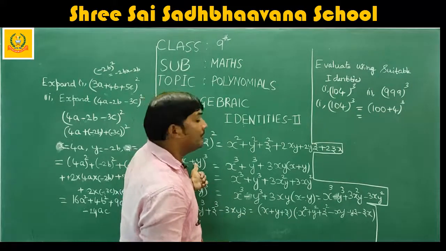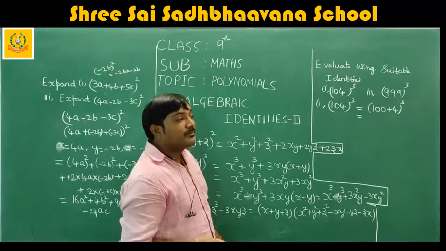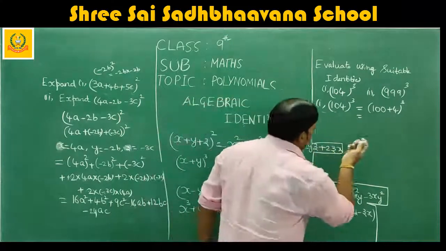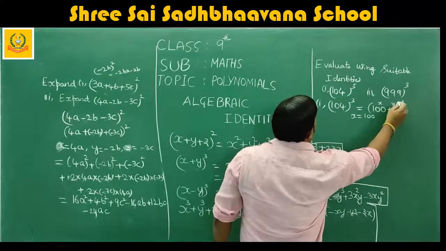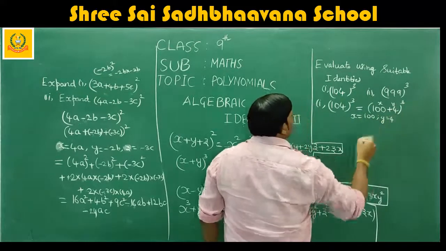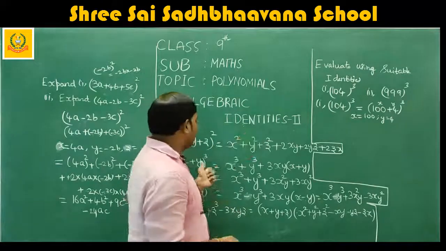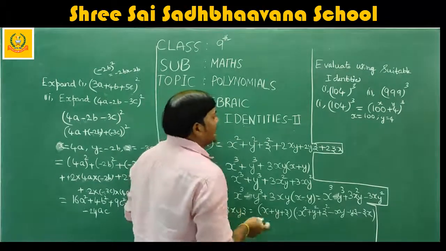If you want to compare, it resembles (x plus y) whole cube, you can use it. So what is the x value? To use that, you should compare. The x value is 100 and the y value is 4. Can't we write it? Because when you compare that with this, in the place of x we have 100 and in the place of y we have 4. Got it? So now just use the identity, that's all.